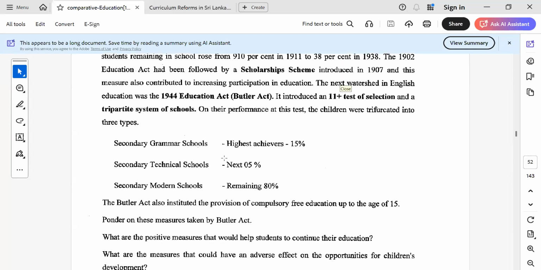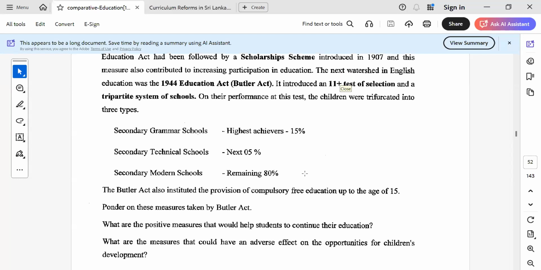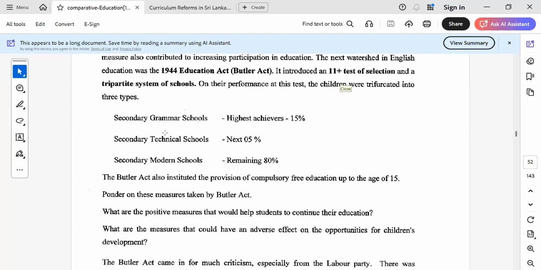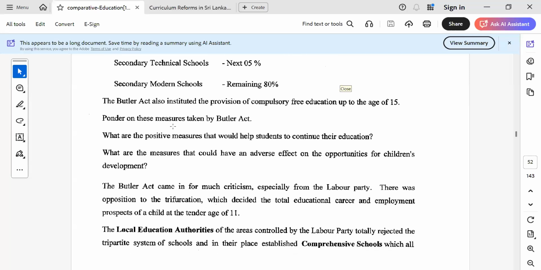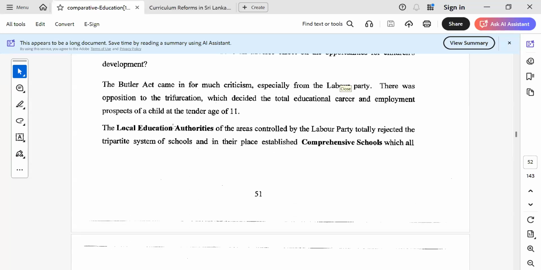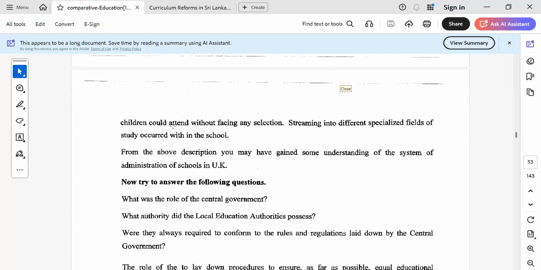So here, the secondary grammar school takes the highest achievers, 15%. The 11 plus was the test of selection. On their performance at this test, the children were categorized into 3 types: secondary grammar school, secondary technical school, secondary modern school. So only 15% of children, the high achievers, go to the secondary grammar school, right? So the Butler Act we learned, and local education authorities, comprehensive schools, right?